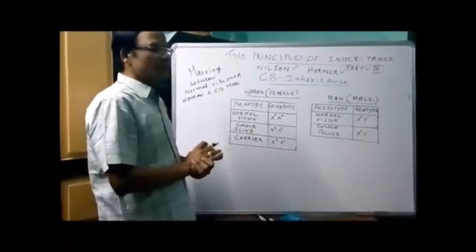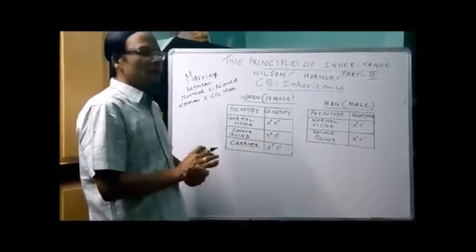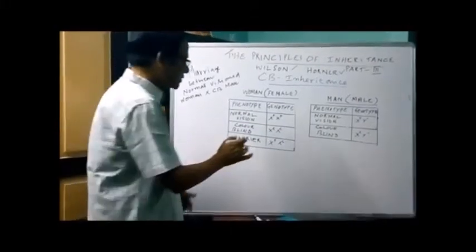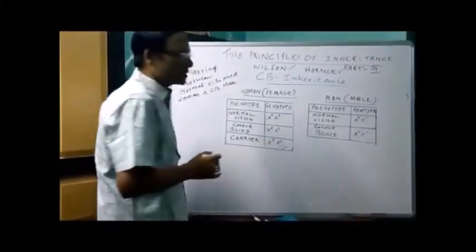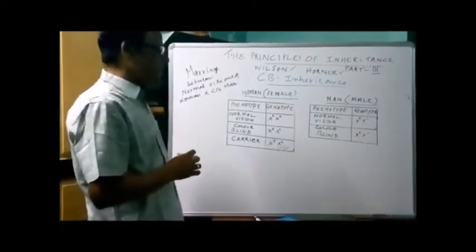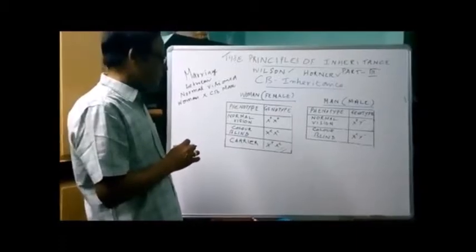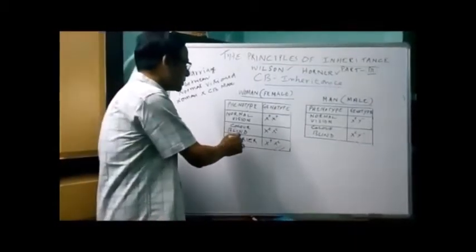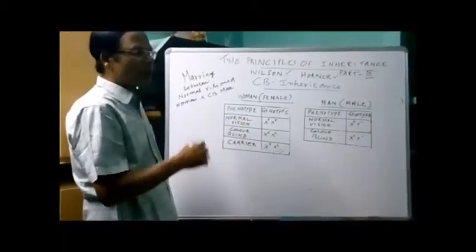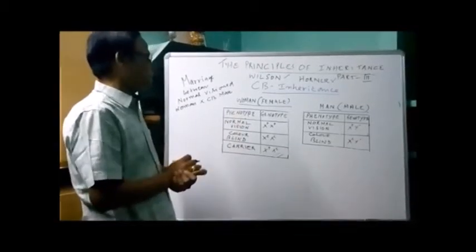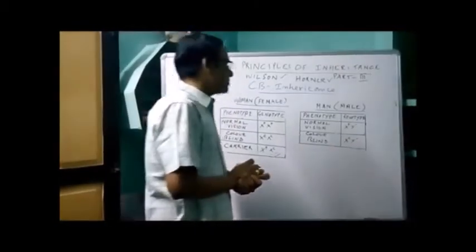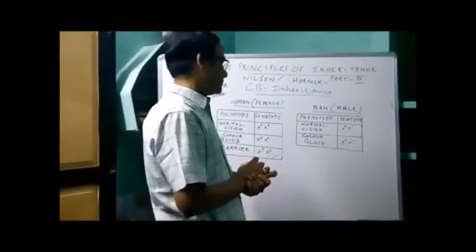Now the carriers. The heterozygous individuals are called carriers because they carry the recessive allele C, hence they are called carriers. So they are normal but carry the gene. They are not affected. Now coming back to the males.